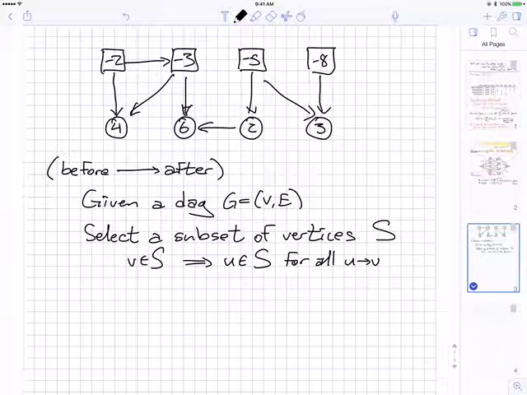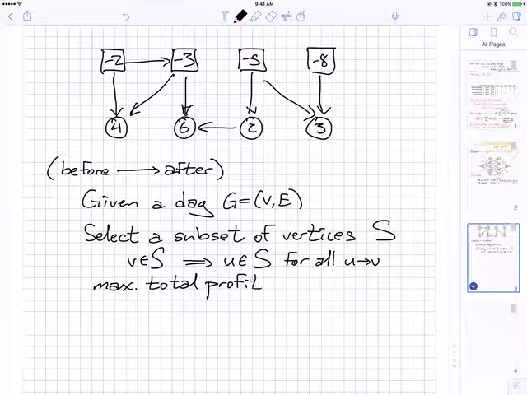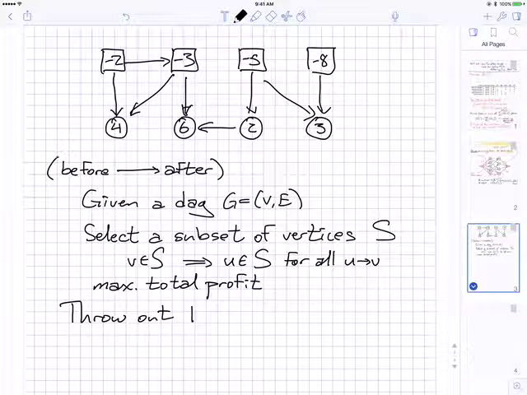And so the goal, of course, is to maximize the total profit, keeping in mind that negative edges subtract from that profit. Okay. Now, to kind of give the game away in some sense, I've actually given you a fairly big hint in naming this subset of vertices capital S. The other jobs that I'm going to ignore or throw out, let me call those vertices T.